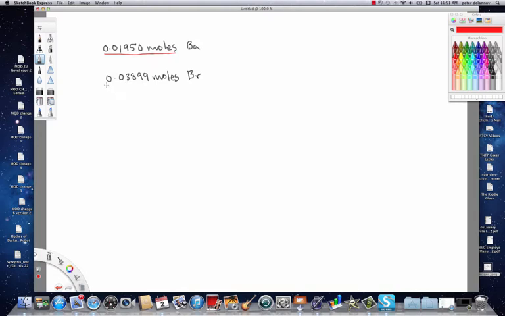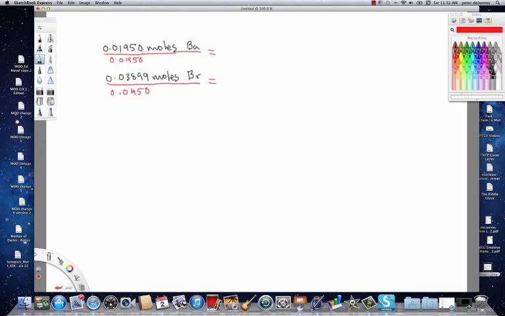So I'll put a fraction bar under each one of these. And we're going to divide by the smaller value. So I'll write 0.01950 for the barium. And we'll be dividing this value by also 0.01950 to find the mole ratio.